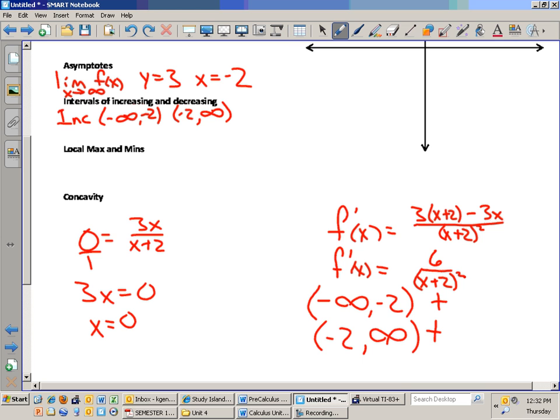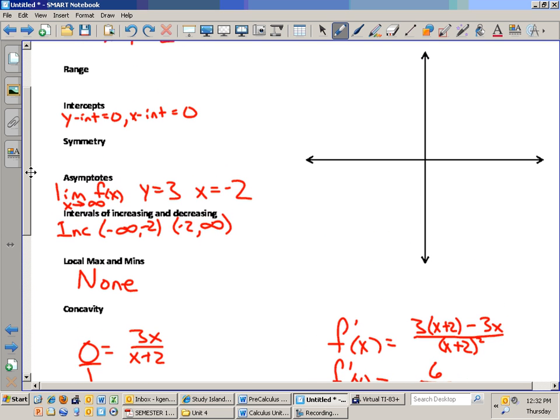Is the derivative ever equal to 0? No. So do you have any local maxes or mins? None. Before we only have concavity. We're running out of time, so I just want to finish this off so you can see. I want to sketch my asymptotes. We know it passes through here, and we also know that we have asymptotes at y equals 3 and x equals negative 2.